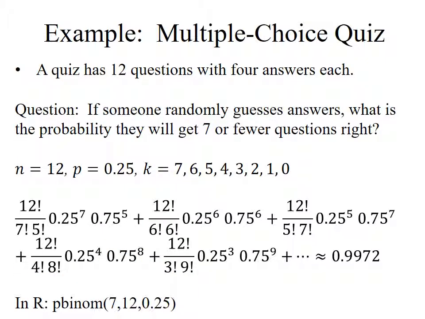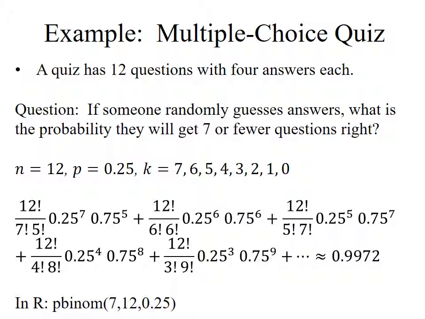Let's mix this up a little bit. What if the question is not of the probability of getting exactly 7 questions right? What if I want to say, well, what's the probability that someone gets 7 or fewer questions right? 7 or worse? Well, okay, so n is 12. We have 12 questions on the quiz. p is 0.25. The probability of getting each question right is 0.25.